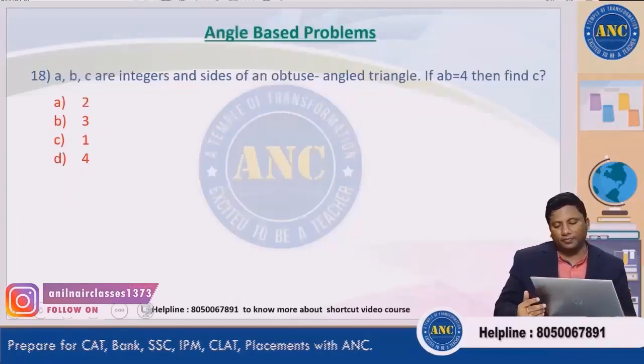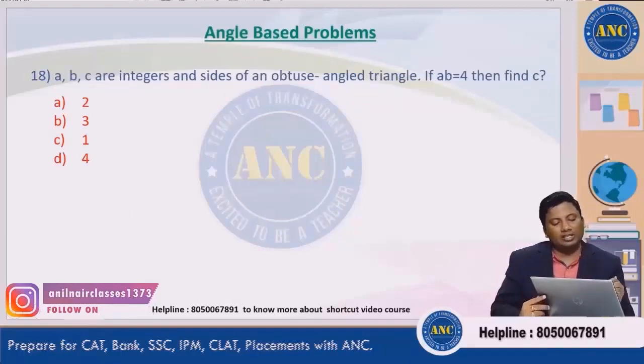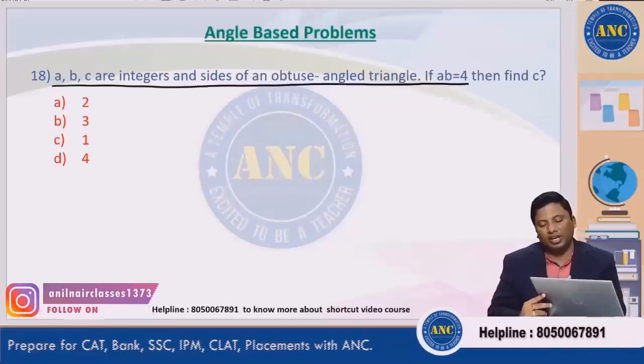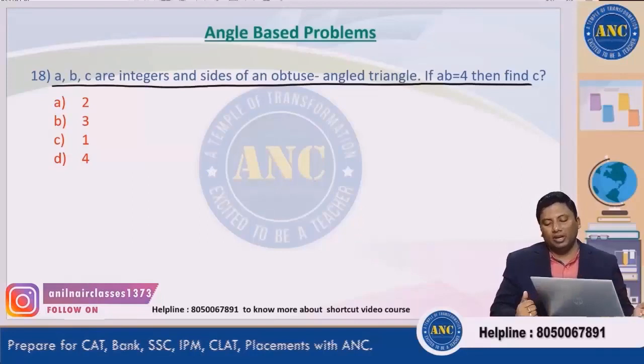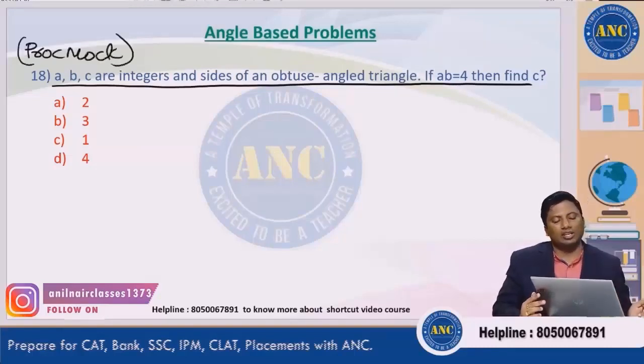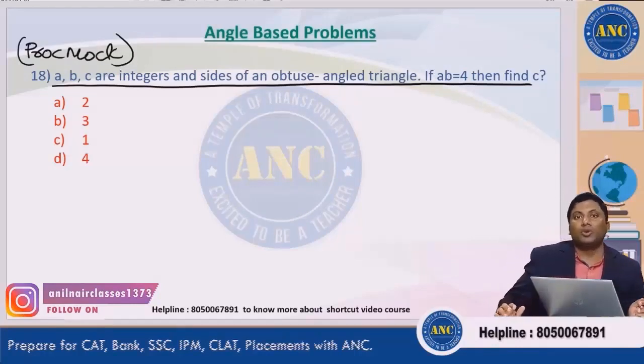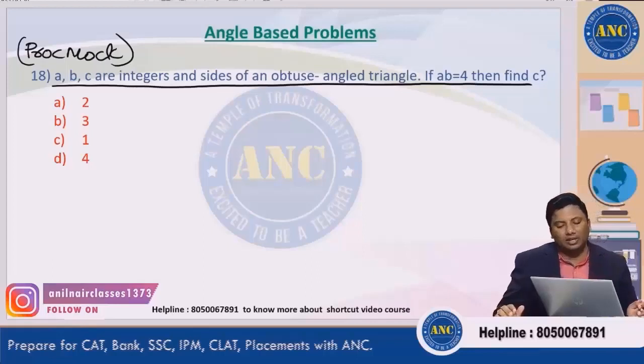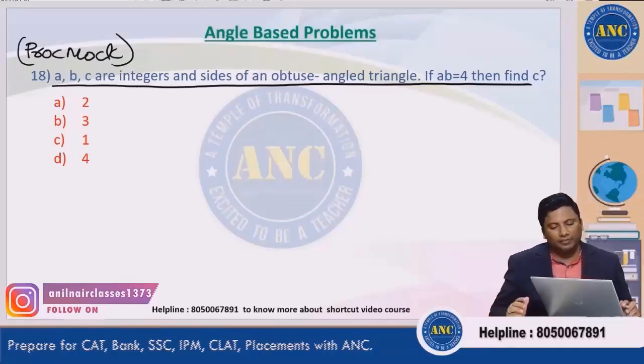Next one. A, B, C are integers and the sides of an obtuse angled triangle. AB is equivalent to 4, find C. This is a replica of the Proc-Mock question, which I developed when I was one of the CL South head. Thus the value has been changed. That question is AB is equivalent to 25. Now it is AB is equivalent to 4.